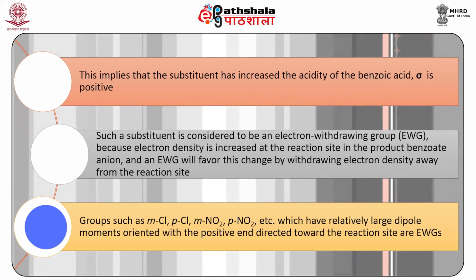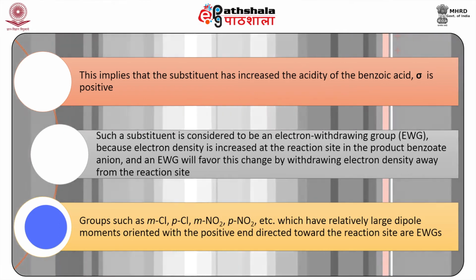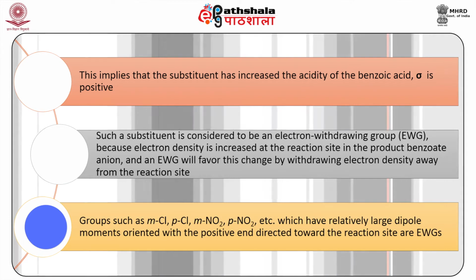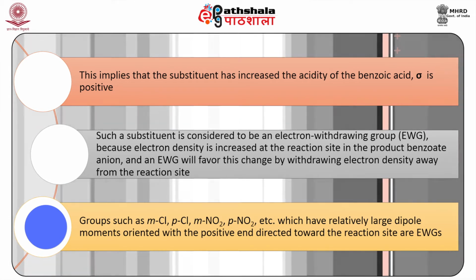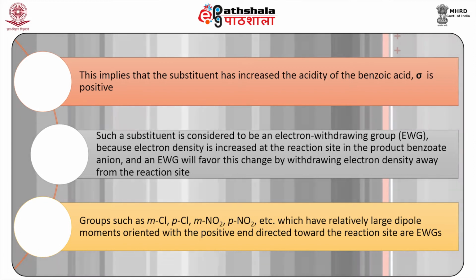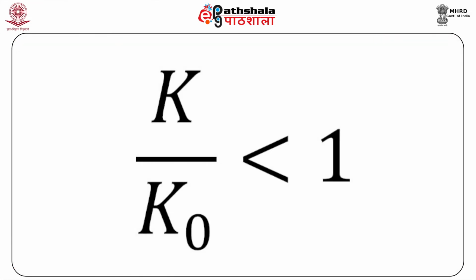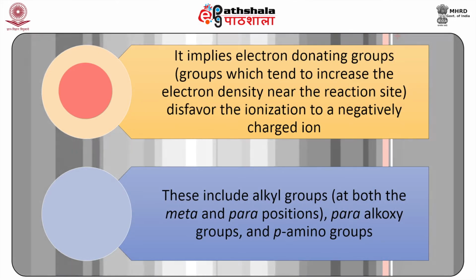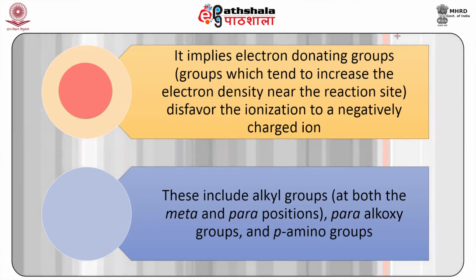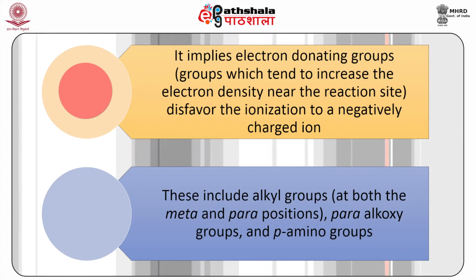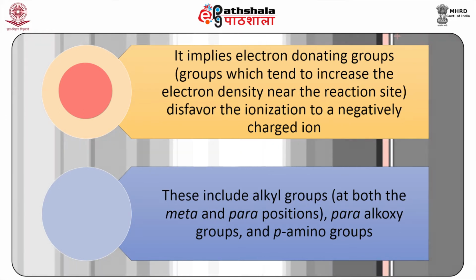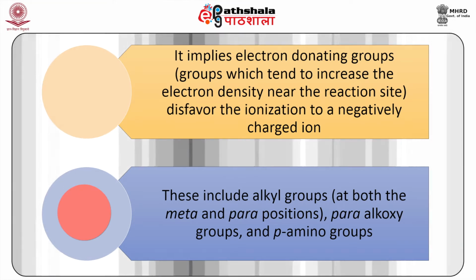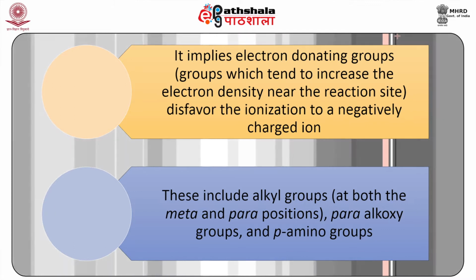Groups such as meta-chloro, para-chloro, meta-nitro, para-nitro, etc., which have relatively large dipole moments oriented with the positive end directed towards the reaction site, are or can be considered as electron withdrawing groups. Let us consider the next case in which the K by K naught value is less than 1. It implies electron donating groups are present, that is groups which tend to increase the electron density near the reaction site. They disfavor the ionization to a negatively charged ion. These include the alkyl groups at both the meta and para positions, para-alkoxy groups, para-amino groups.